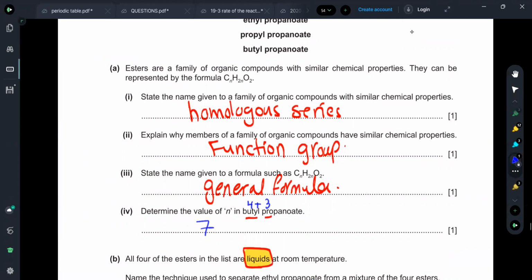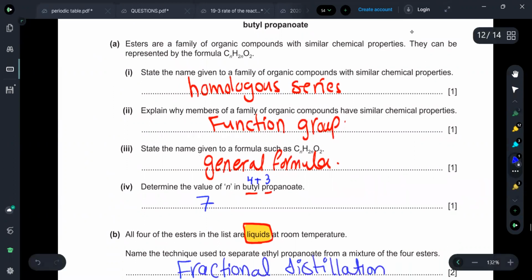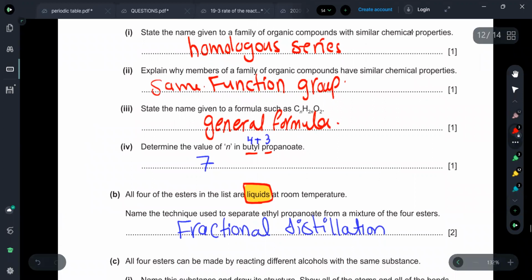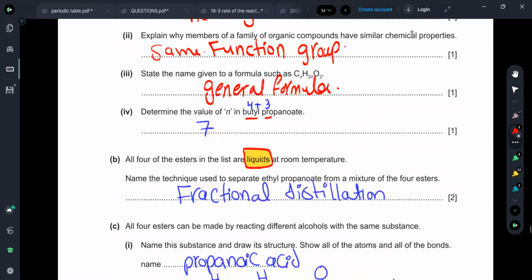It is the name given to a family of organic compounds with similar chemical properties: homologous series. Explain why members of a family of organic compounds have similar chemical properties. All have the same functional group. State the name given to the formula CnH2nO2. It is the general formula for a homologous series. Determine the value of n in butyl propanoate. We have 4 carbons in butyl and 3 carbons in propanoate, so it will be 7.